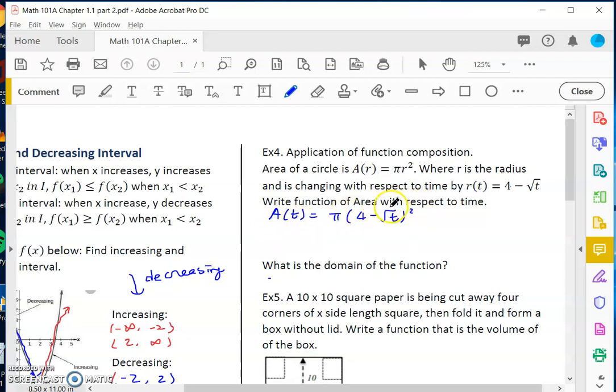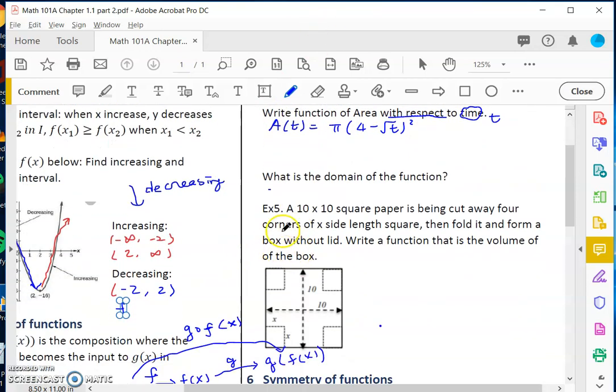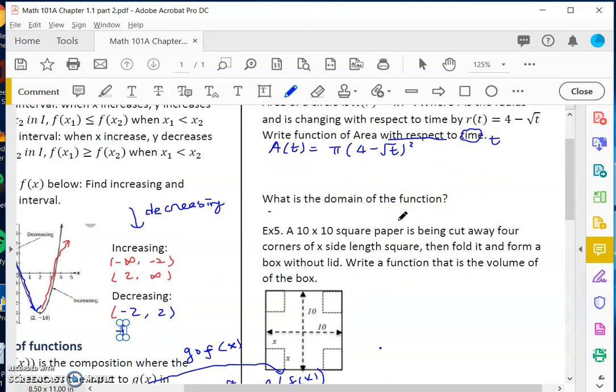So we use this term with respect to time. You can see right now my input is time. After I input it, I will calculate the area. So this is the function. What is the domain of this function? For time to work, first of all, time has to be positive, right? Can time go on forever? No, we don't want to have a negative radius, right? So 4 minus square root of t has to be positive. This radius has to be positive.